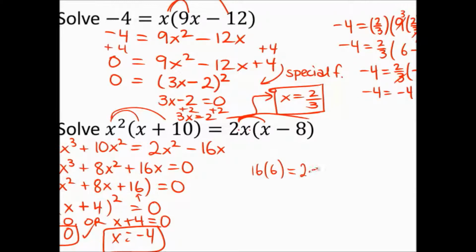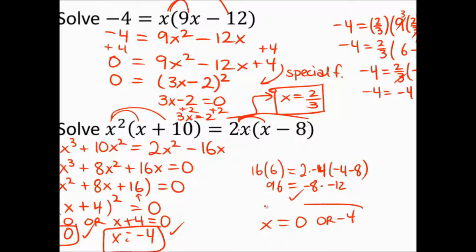and 2 times negative 4, and negative 4 minus 8. You can just check this on your own. 16 times 6 is 96, and 2 times negative 4 is negative 8, times negative 12 gives us 96. So that one works as well. So therefore x is either 0 or negative 4.